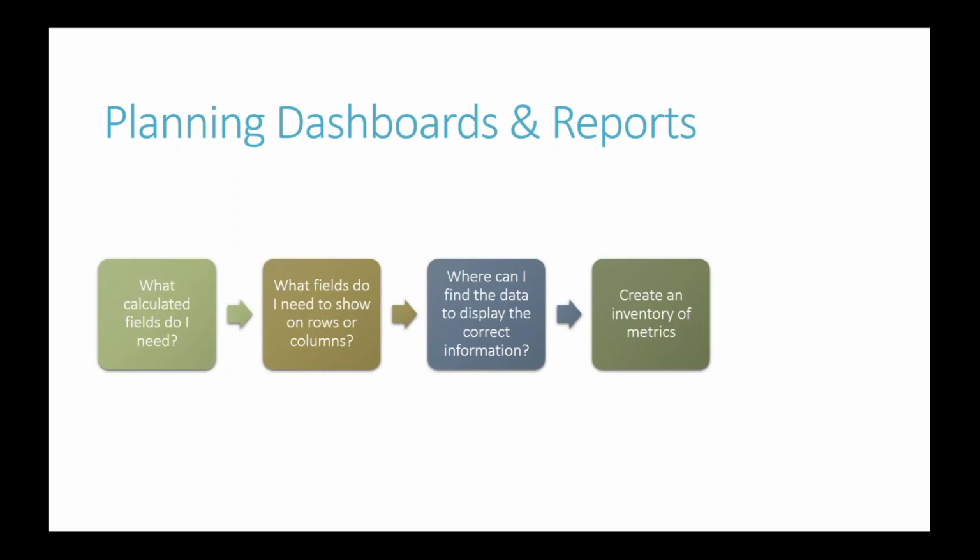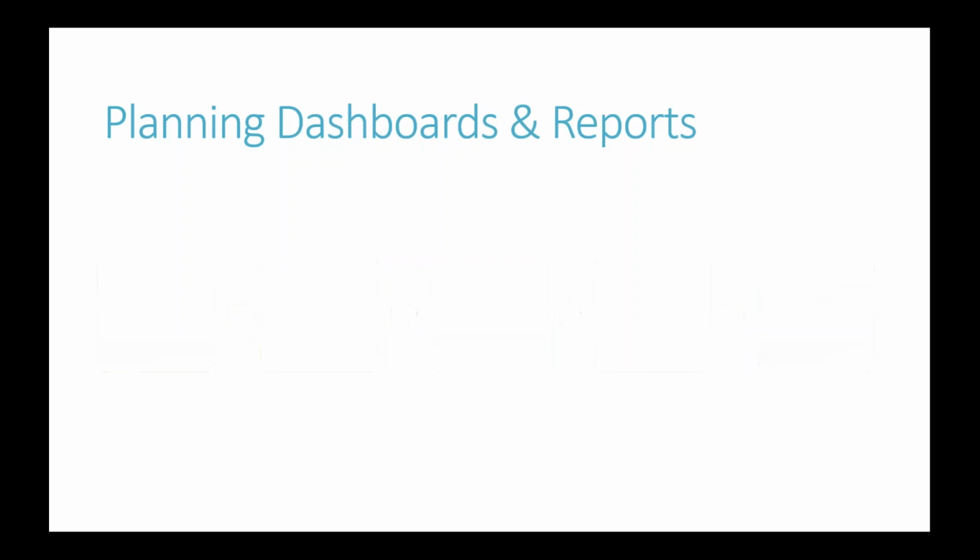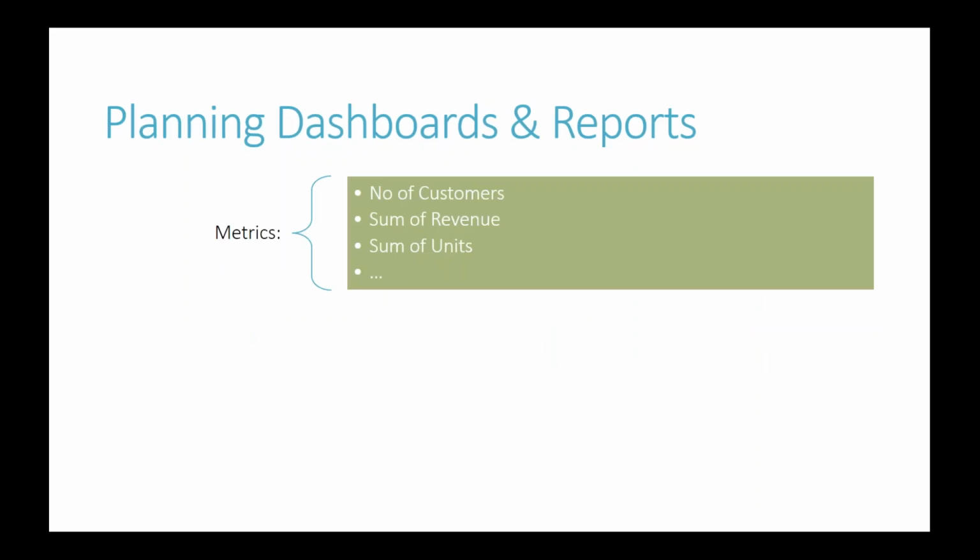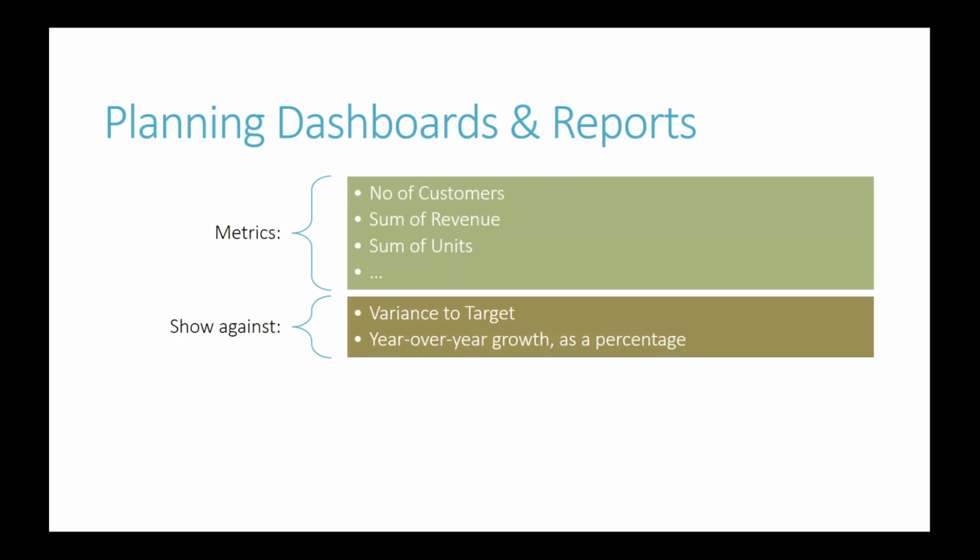The idea is that you start by creating an inventory of the metrics that you need to show in your reports or your dashboard, and maybe also an inventory of the other metrics that you require to be able to compare them with budgets or other figures. So examples of metrics might be the number of customers, the sum of the revenue, the sum of the units, and as you notice, I'm talking about counts or sums or aggregates actually. We might need to show the variance to target, the year-over-year growth as a percentage, year-to-date.